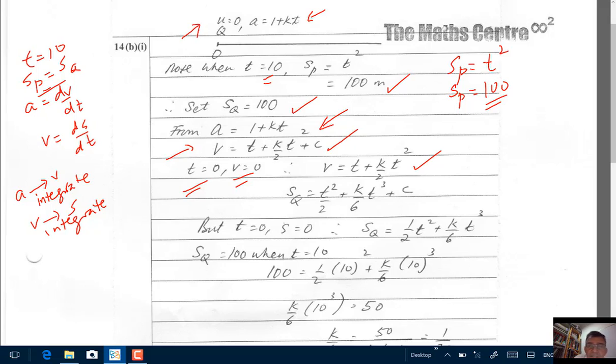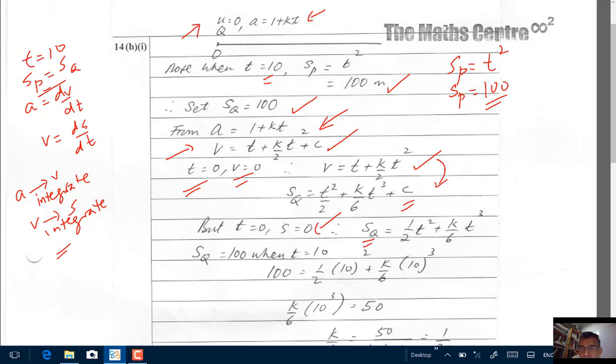I need to integrate this again because I want my s function, my displacement function. When you integrate this again, you will get t squared over 2 plus k over 6 t cubed plus c. Again, I want to get rid of my c because when t is 0, s is 0. So the displacement of Q will be equal to t squared over 2 plus k over 6 t cubed. I'm not saying much about the integration because it's very easy to do.